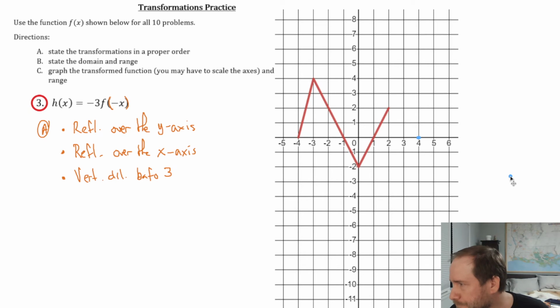Now, this point. It's at negative 2. Can't reflect over the y-axis, but I can reflect it over the x-axis. It goes to 2. Then I can triple its y value, and it hops up to 6. And finally, this guy. I'm going to reflect it over y, it goes to negative 2. Reflect it over x, it goes to negative 2. Triple its y value, it goes to negative 6. So that ought to do it.